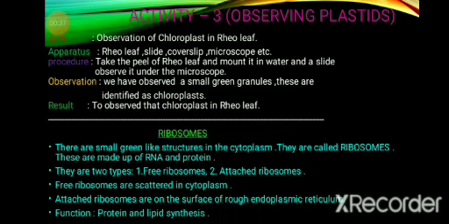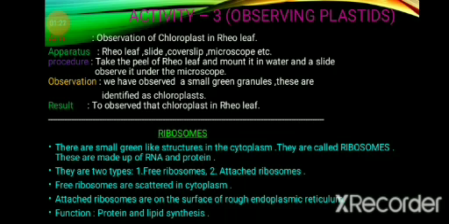Next, ribosomes. Ribosomes are small granule-like structures in the cytoplasm. They are called ribosomes. These are made up of RNA and protein. RNA means ribonucleic acid. Ribosomes are of two types. First one, free ribosomes. Second one, attached ribosomes. Free ribosomes are scattered in the cytoplasm. Attached ribosomes are on the surface of rough endoplasmic reticulum.